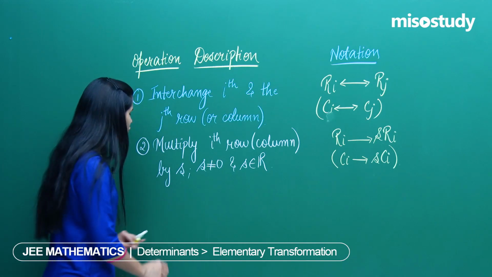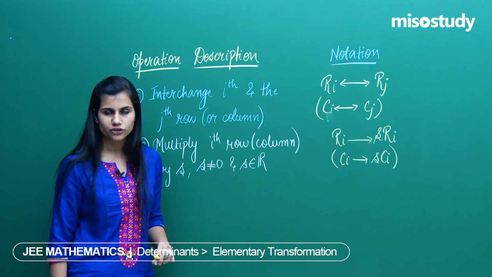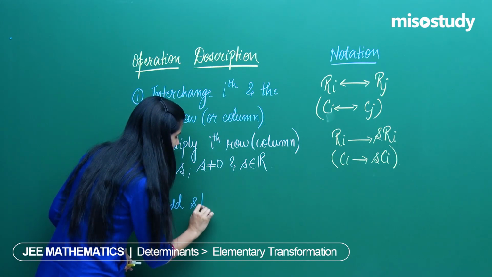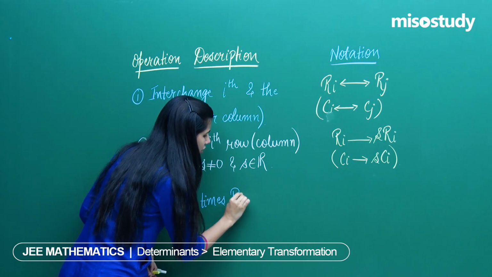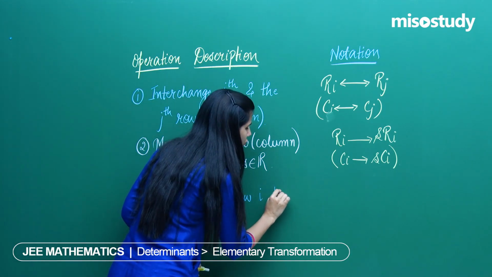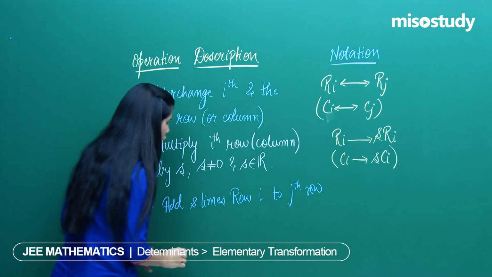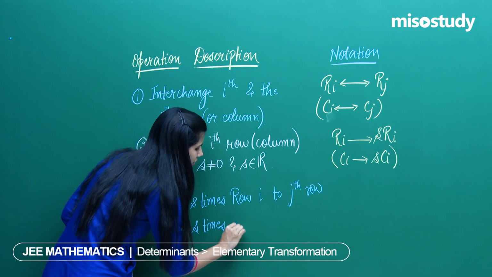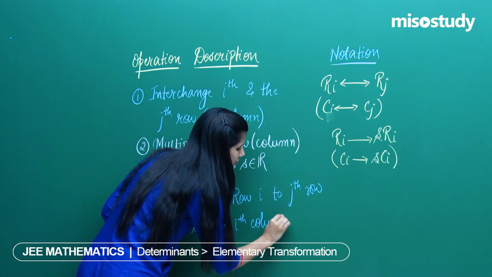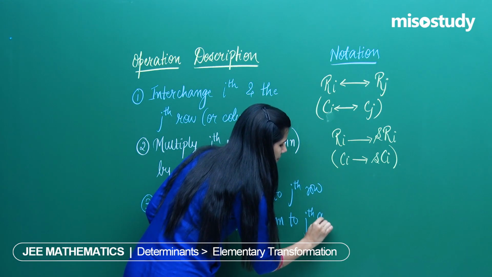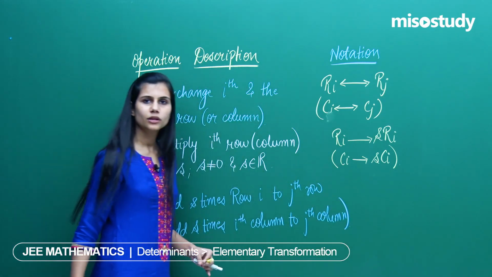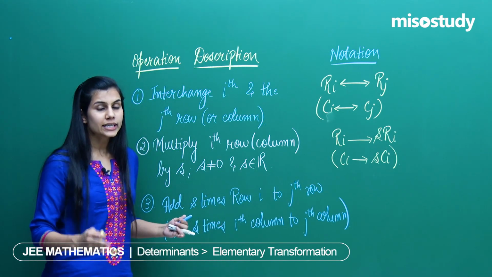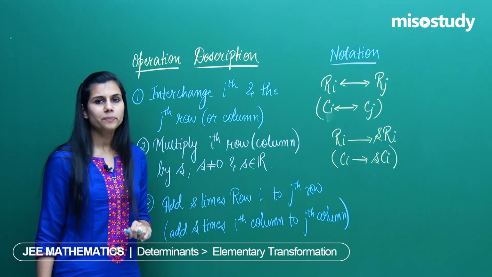Okay? That makes me move to the very third style of transformation. What was it? It said add s times row i to the jth row, or I can say add s times ith column to the jth column. So this particular style of transformation says what? That you pick up any of your rows and you add to it a scalar multiple of some other row. That is how you transform that particular original row.